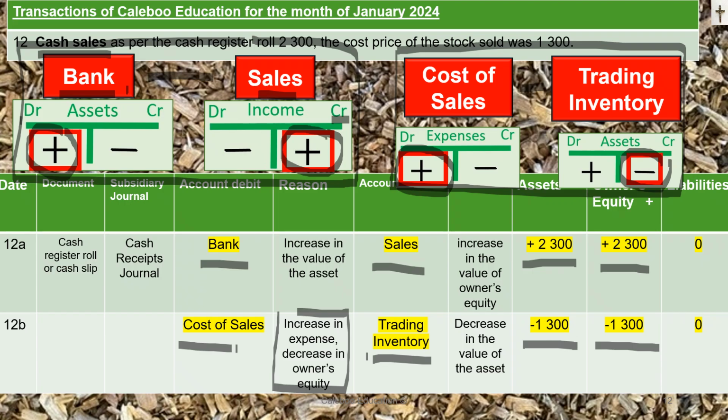What is the gross profit from this one little transaction? 2,300 minus 1,300 is 1,000. That is a cash sale.